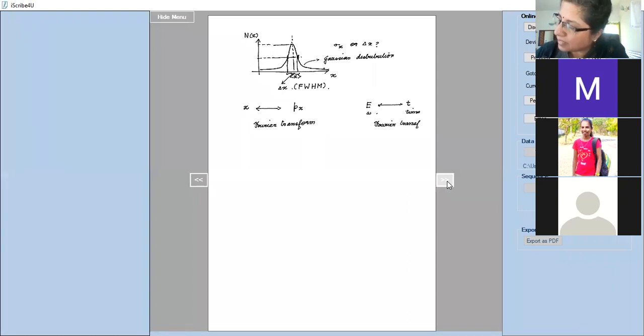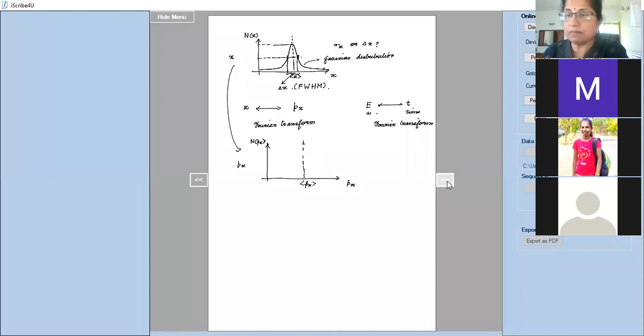Now, why am I saying this? You want x, and you also want px, correct? Px will also have something similar. You will have px values here, and you will have an expectation value of px. This is the number of times you're measuring a particular px, so at the expectation value the number of times you measure it is going to be the highest. And then again, you will have a Gaussian distribution.